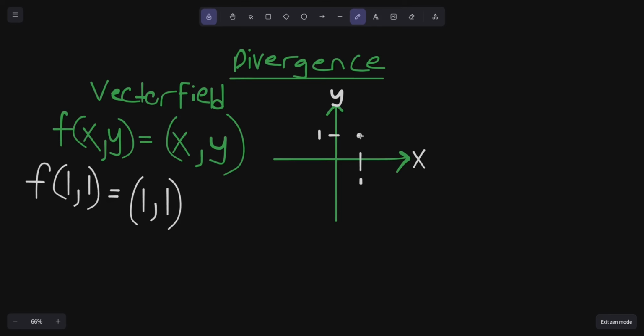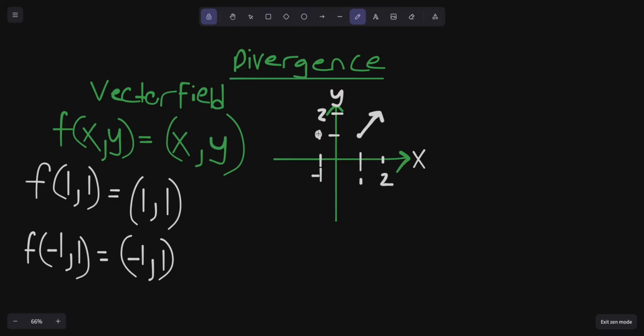That means that there's going to be a vector with a length of 1 in the x direction and a length of 1 in the y direction. If I plug in the point f of, let's say, -1, 1, that's associated with this point right over here, right? F of -1, 1 is this point. And so my vector is going to be the same thing as the input. It's going to be -1, 1.